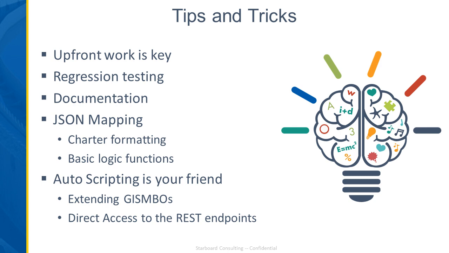Oftentimes when we come in to do Maximo Spatial implementations, there's other active GIS projects that are going on. And there might be a big release of a bunch of GIS changes, and we get asked, can you verify that all the Maximo Spatial endpoints are functioning correctly? At Starboard, we have templates in place that we use for all of our projects that allow us to perform that regression testing very quickly.